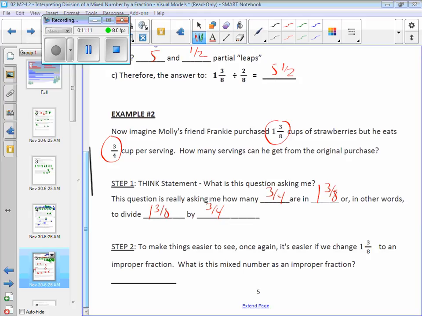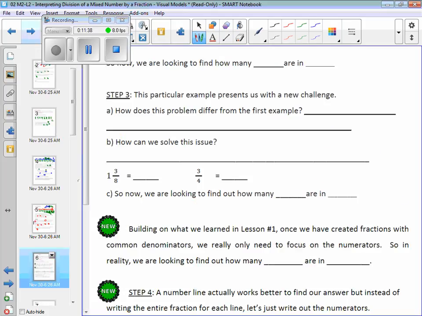Your first goal is to take your mixed number and change it to an improper fraction. We'll have one more step before we can go to the number line. So this we've already done. 1 3/8 becomes what, as an improper fraction? 11/8. We already did that. And now we have one more layer to do. 3/4 and 11/8 still requires one more step.